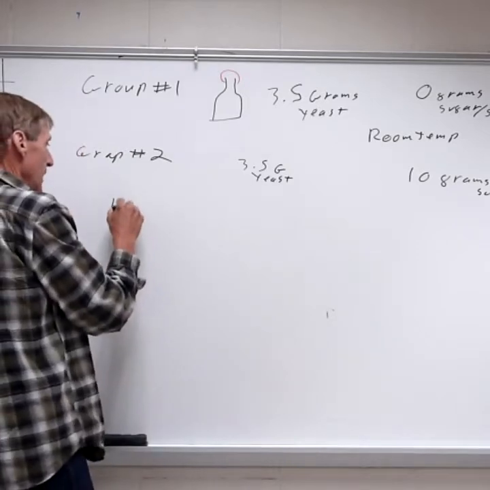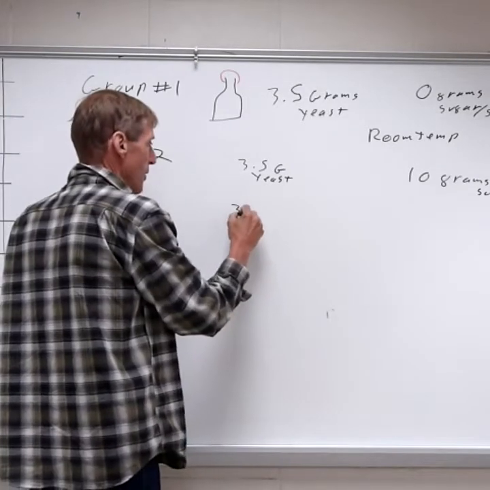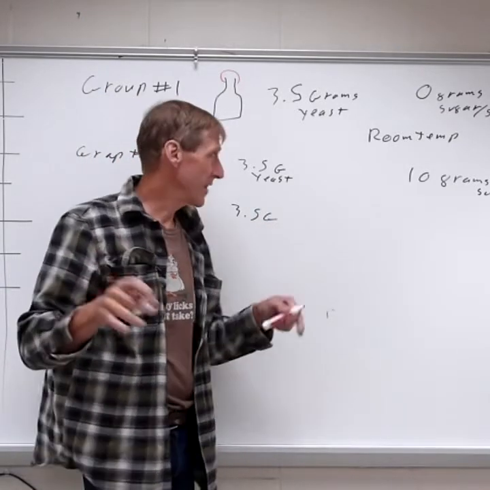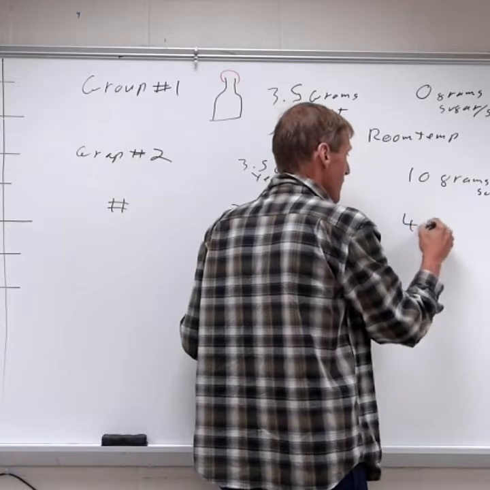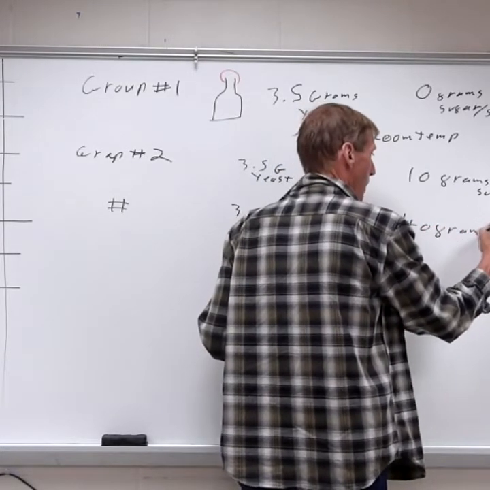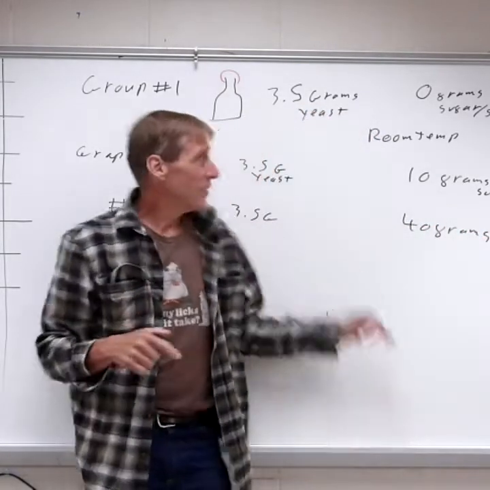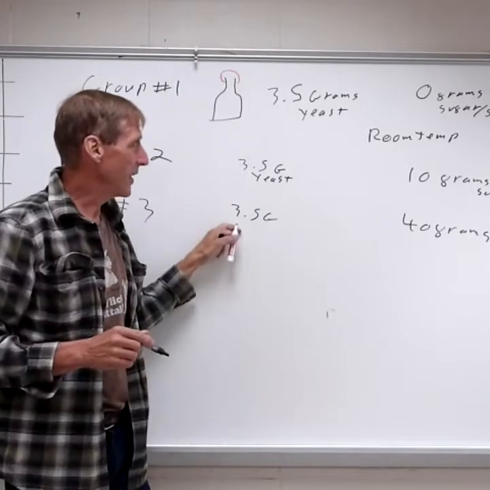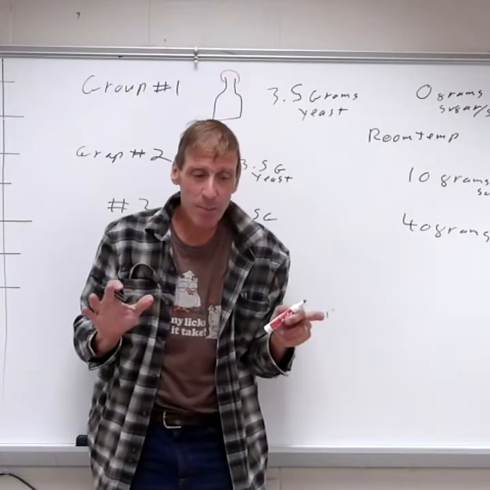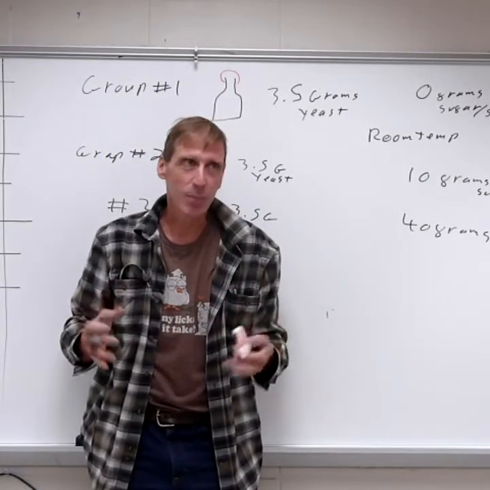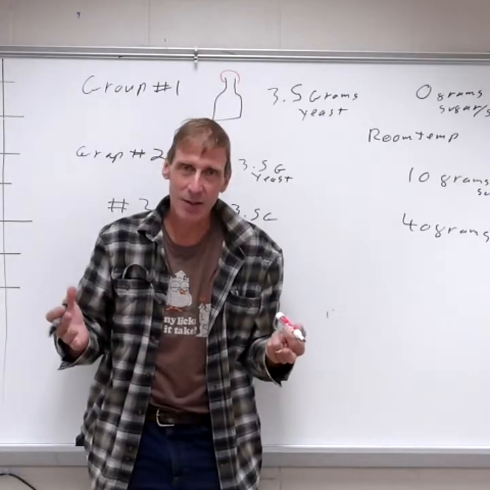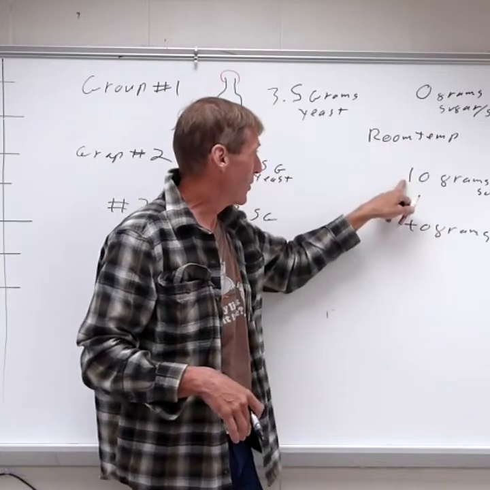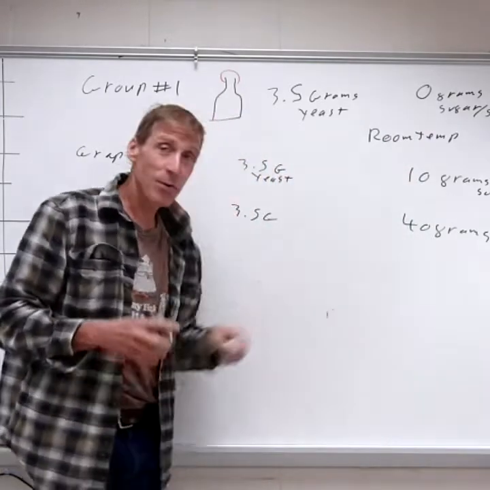Group number 3, also 3.5 grams of yeast. In fact, every flask is going to have 3.5 grams of yeast. That's not going to vary. But the sugar is going to be 40 grams. So notice all I've changed with flasks number 1, 2, and 3 is the sugar. They have the same amount of yeast. They're all going to be at the same temperature. This is considered the room temperature group. It's 20 degrees Celsius in this room. Flask number 1 has no sugar, flask number 2 has 10 grams of sugar, flask number 3 has 40.